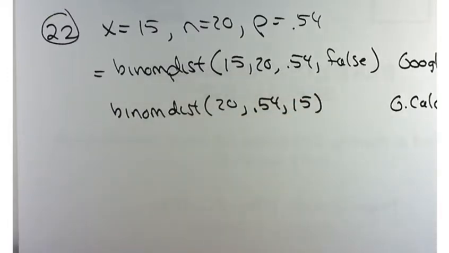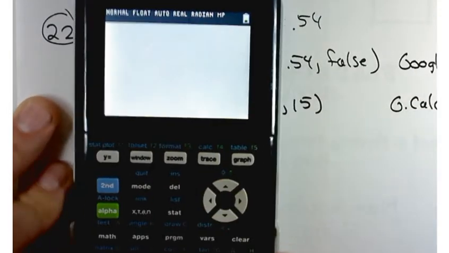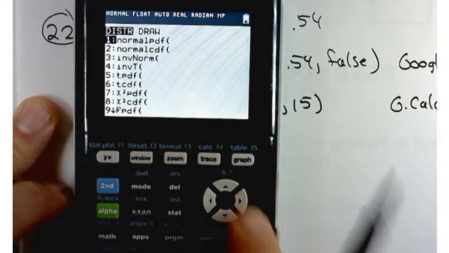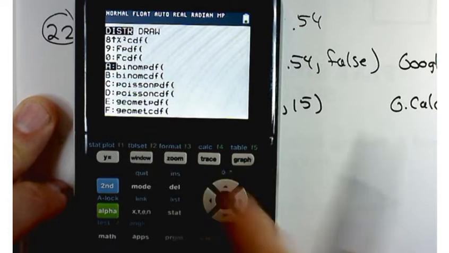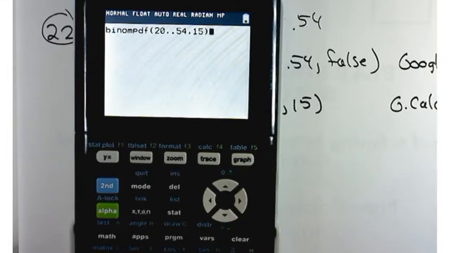Okay. Are you getting about 0.309? Yeah, should be about 0.309. Either way you do this. So let's just take a quick look at it with the graphing calculator. Binom PDF, trials was 20, P was 0.54, X was 15. So there we go, 0.309.